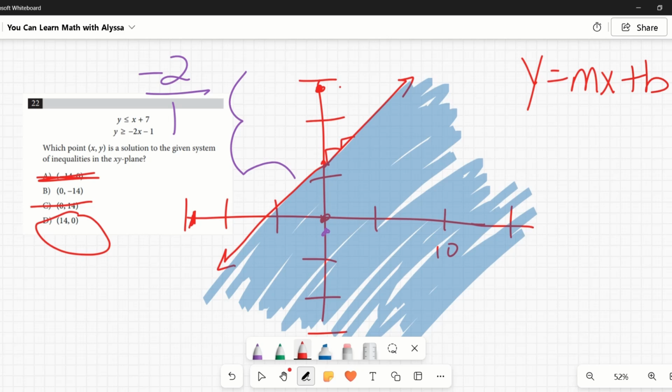And you're like, but Alyssa, could it be 2 over negative 1? Yeah, it could. You're going to get the exact same line. Works either way. That's the beauty of it. Just one way you're drawing the line as it goes up this way, the other way you're drawing it as it goes down that way. Same line.